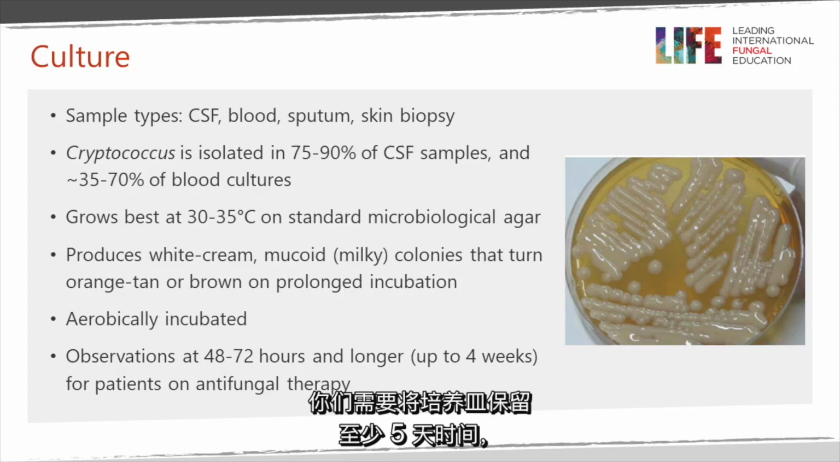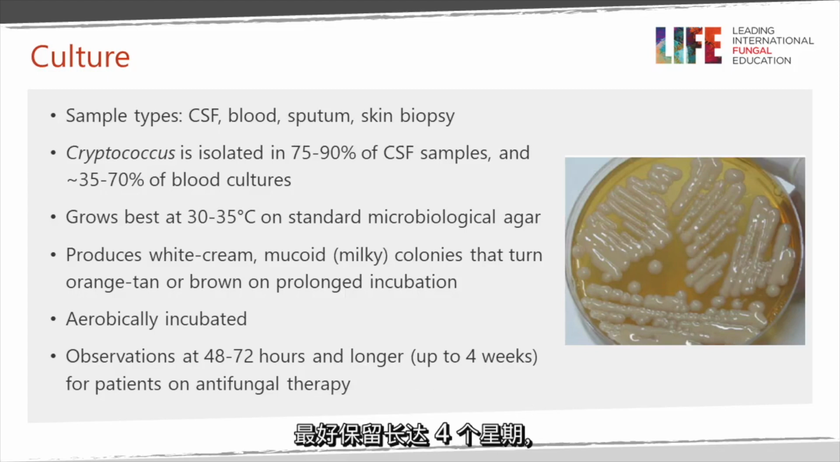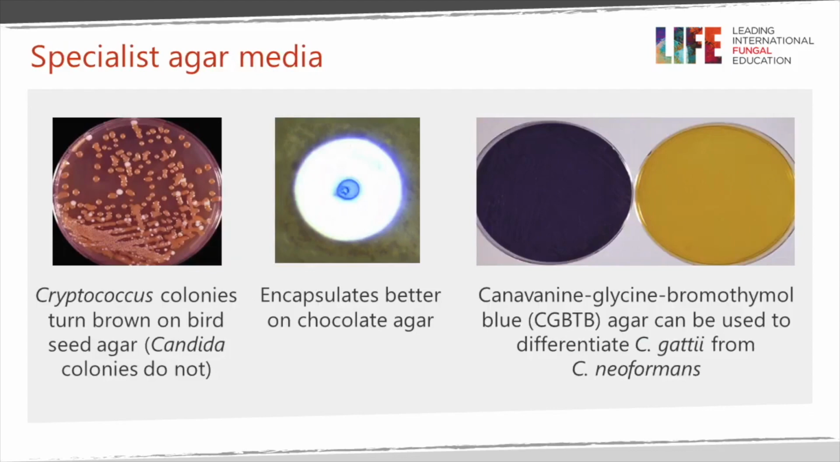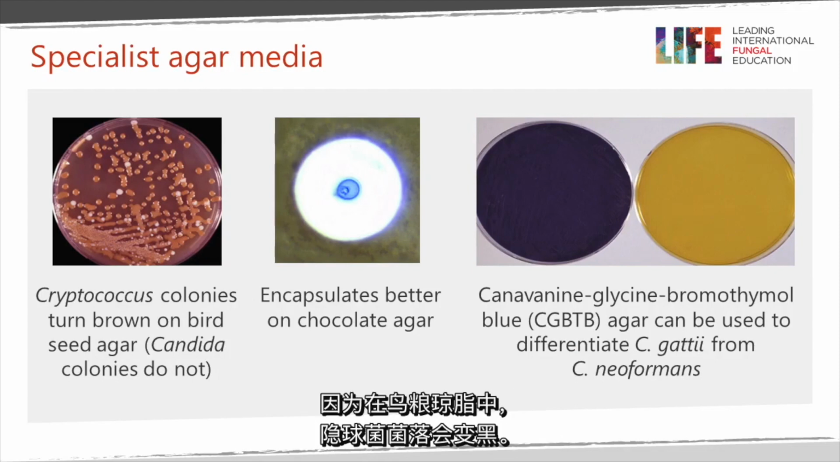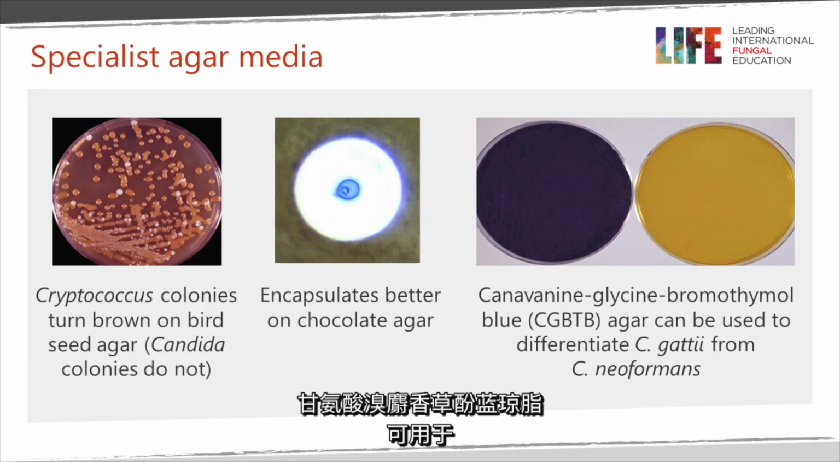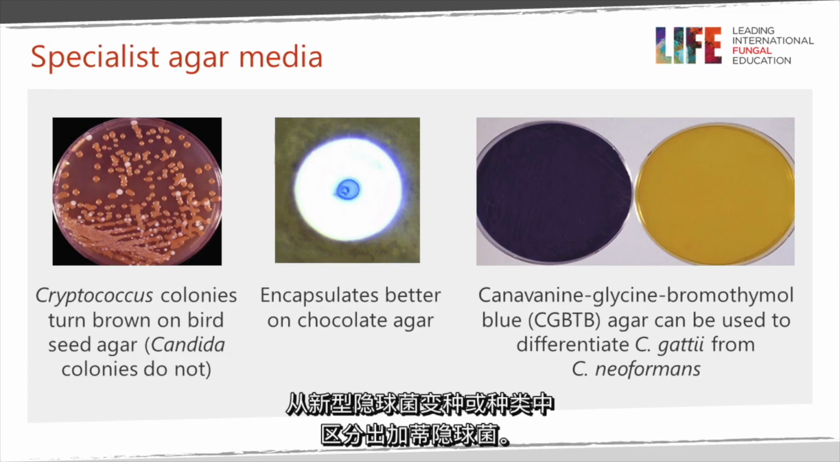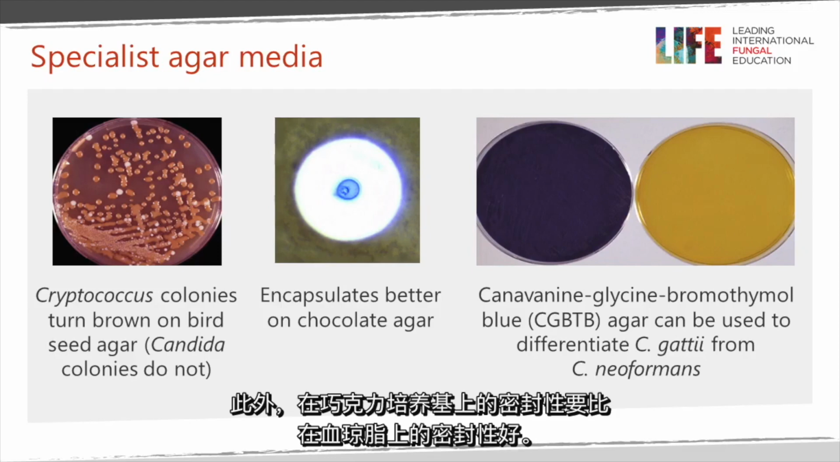And you have to keep the plates for at least 5 days and preferably up to 4 weeks to be sure the cryptococcal cultures are negative, although the vast majority of isolates will grow in 5 days. Birdseed agar is useful specifically to separate Candida from Cryptococcus because the colonies of Cryptococcus go black on birdseed agar, whereas the Candida colonies do not. Canavanine glycine bromothymol blue agar can be used for distinguishing the gattii from the neoformans varieties or species of Cryptococcus. And there's better encapsulation on chocolate media than there is on birdseed agar.